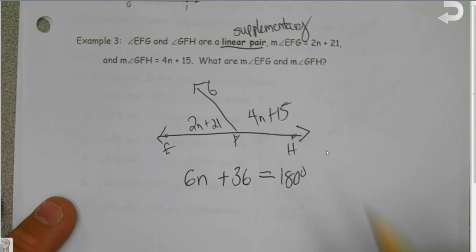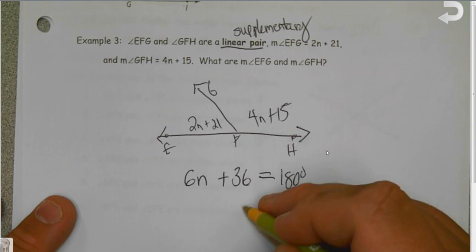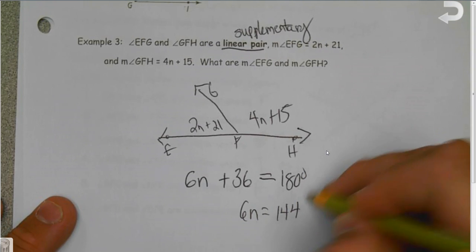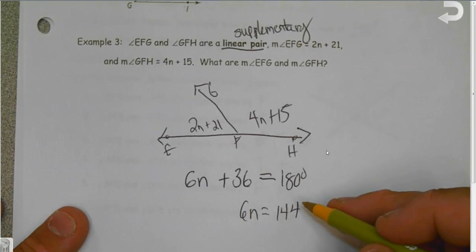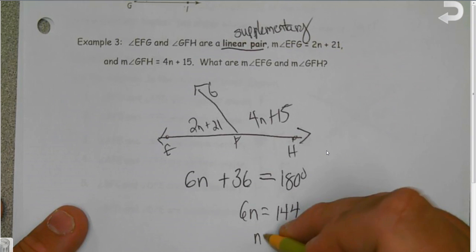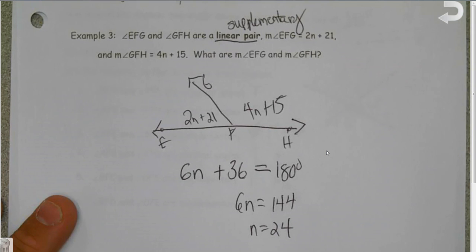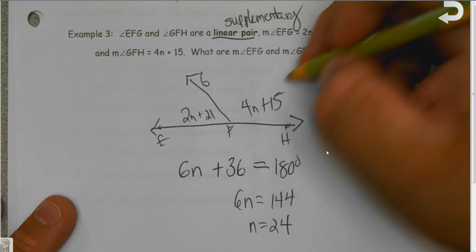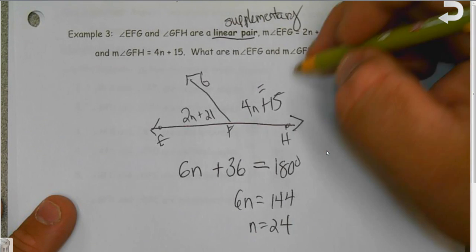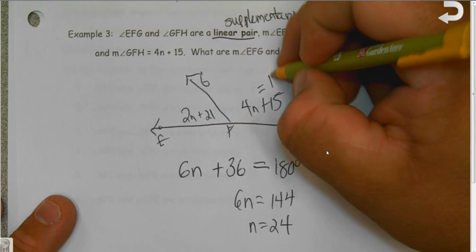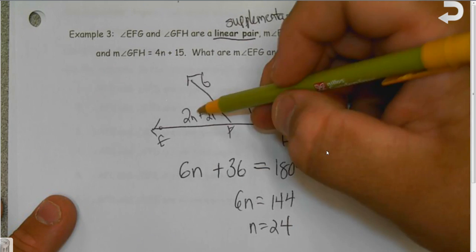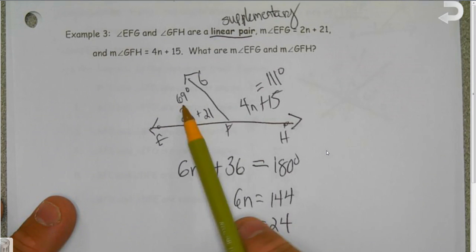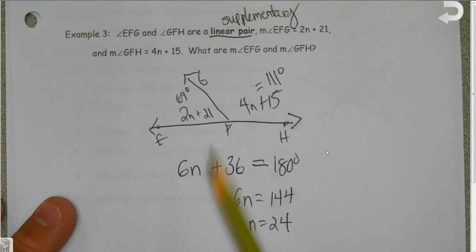We solve for n. And then we plug it back in. So this ends up being equal to 111. And this one ends up equaling 69. 69 plus 111 is 180. We're good to go.